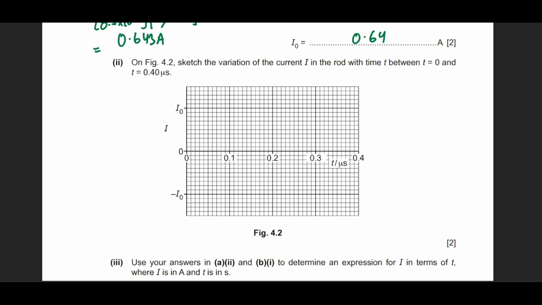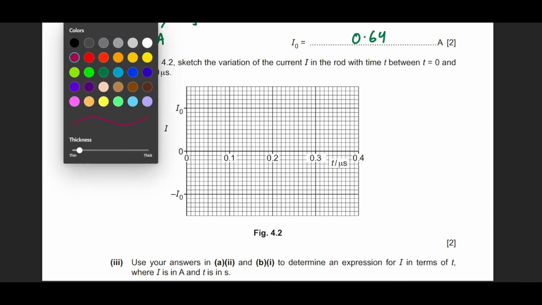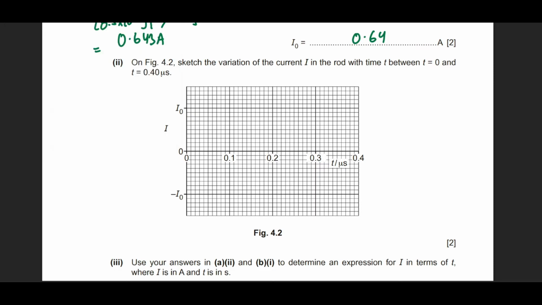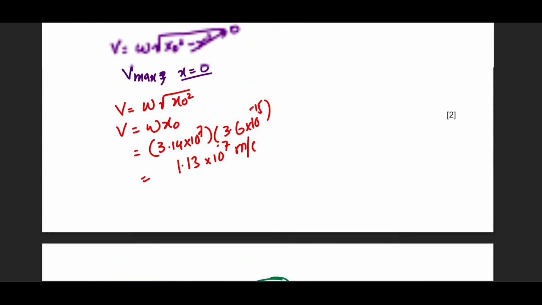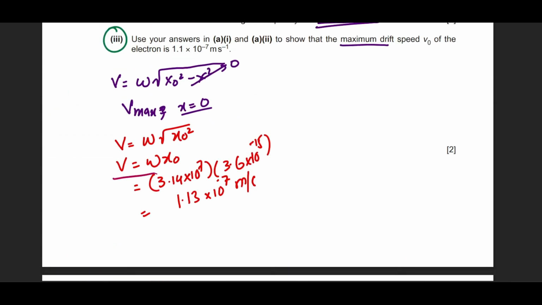Now, seemingly the question is for 2 marks, but there is a big catch over here. He says that you need to sketch the graph of current. Seemingly it looks very simple, but first we need to do the equation analysis, what current depends on. So current is equal to NAQV. This is a constant, this is a constant, this is a constant. So I is dependent on V. Let's go back. What was V dependent on? So V was dependent on omega and x naught.